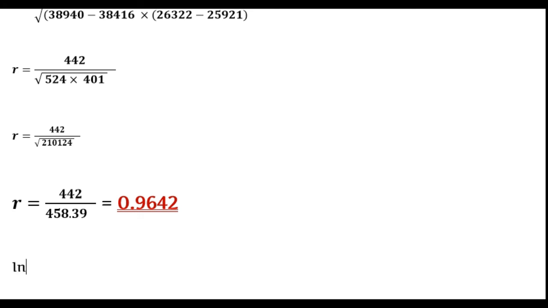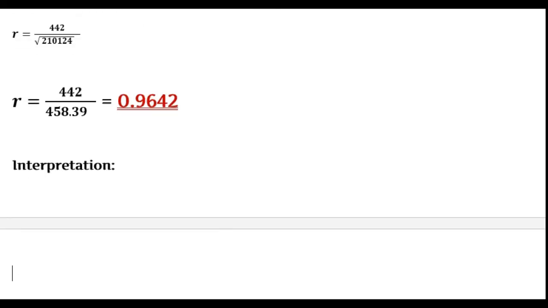So now we need to interpret the values. Let me write the interpretation part here. Remember, I have discussed in our previous video how to write the interpretation. I hope you remember that part. When we are writing the interpretation, we have to focus on two aspects. One is the sign of the coefficient, another is the value itself. The sign of the coefficient indicates the direction, and the value indicates the strength of association.